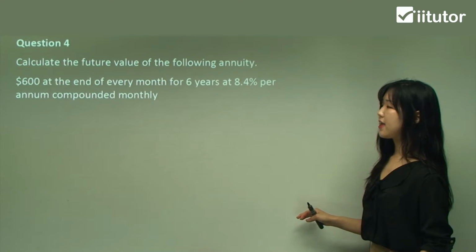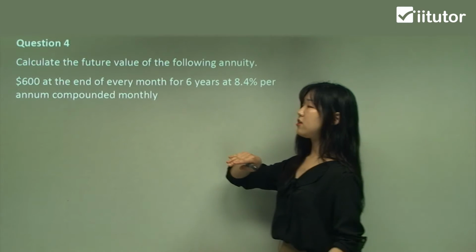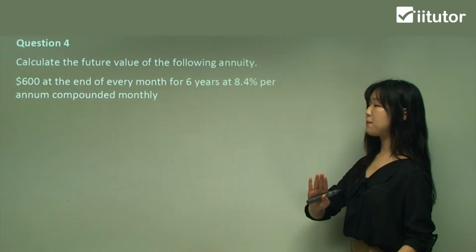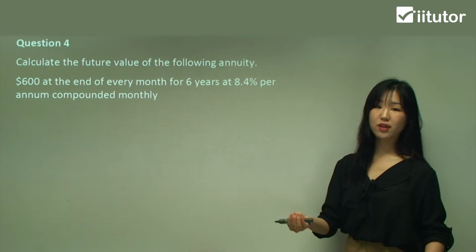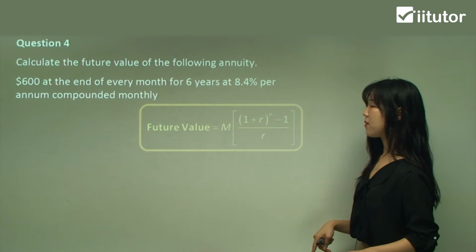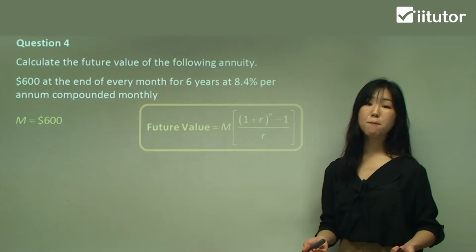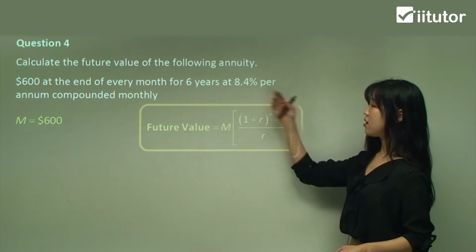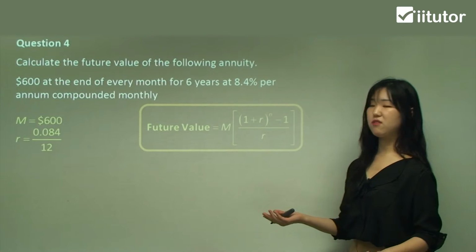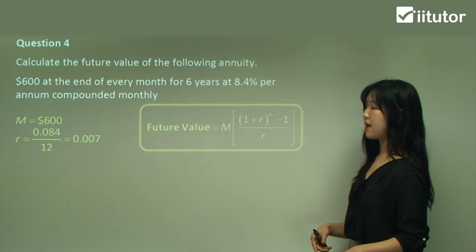Question 4, again, we're finding the future value of this annuity, $600 at the end of every month. For 6 years, 8.4% per annum. This time it's compounded monthly. So we're going to change everything in terms of months. So we'll use our future value formula, where our M is simply our $600 that we deposit every month. And our rate, it's a per annum rate, isn't it? We're going to convert it to months by simply dividing it by 12 to get 1 month worth of interest rate. And that's what we get.